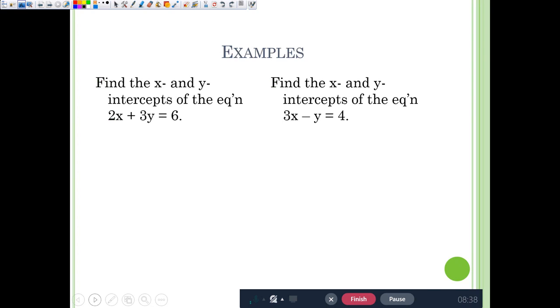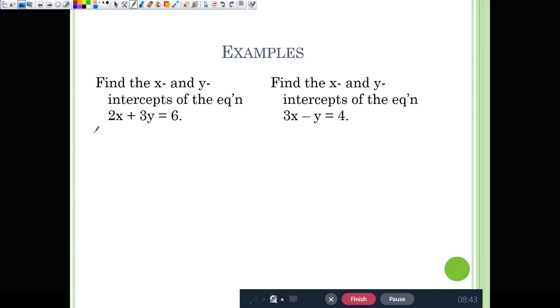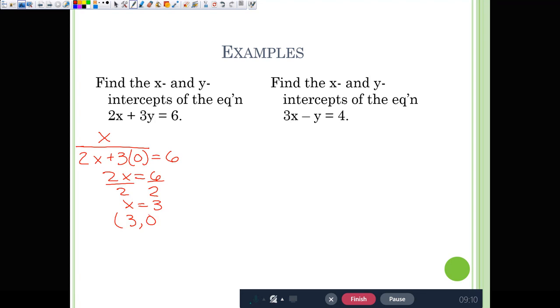Okay, so it says find the x and y intercepts of the equation. So I'm going to find my x-intercept first. Anywhere that there's a y in my equation, I'm going to substitute 0 and then solve for x. So I'm going to have 2x plus 3 times 0 equals 6. So I'll have 2x equals 6. Divide by 2. x equals 3. So my x-intercept is going to be 3, comma, 0.